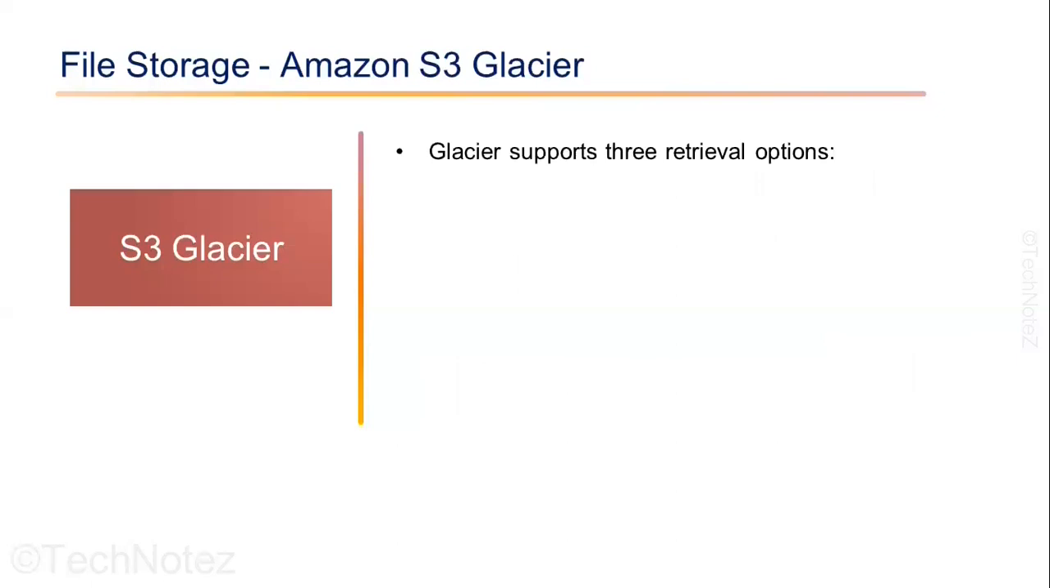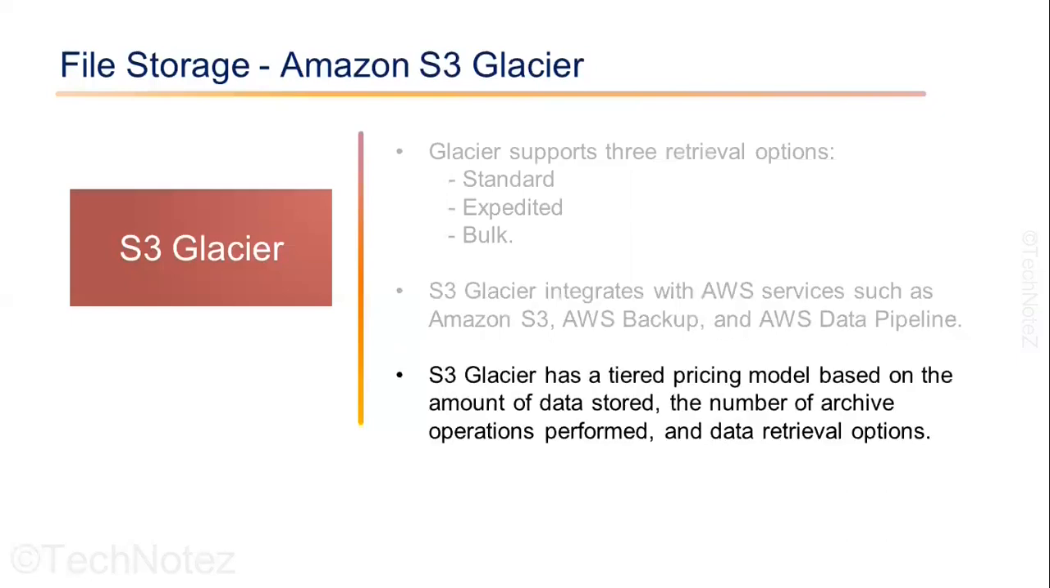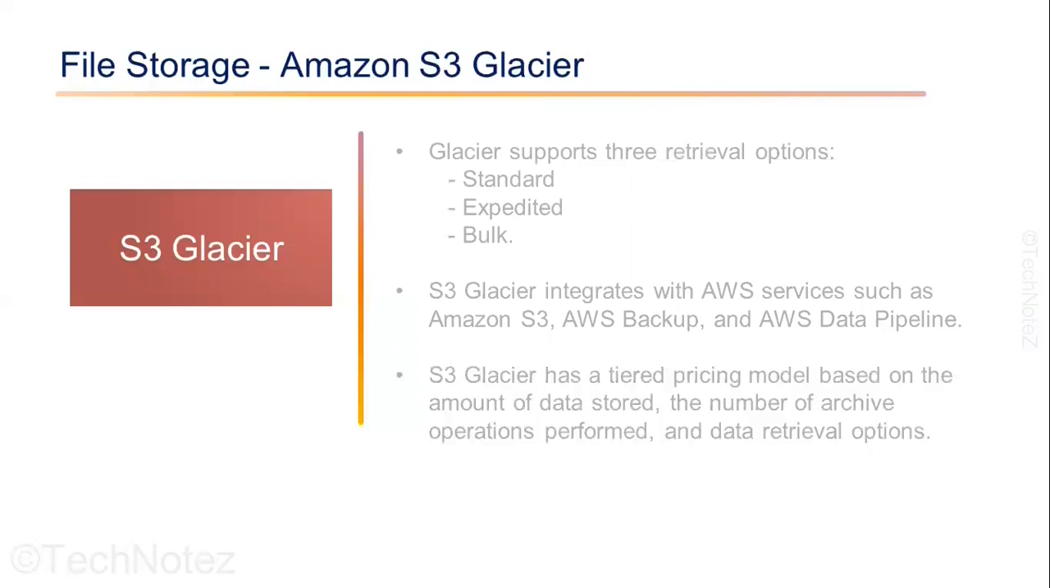S3 Glacier supports three retrieval options: standard, expedited, and bulk. Each option has a different retrieval time and cost. S3 Glacier integrates with AWS services such as S3, AWS Backup, and AWS Data Pipeline, making it easy to store and retrieve the data as part of your cloud-based infrastructure. S3 Glacier provides compliance with several regulatory requirements such as HIPAA and FINRA, as well as data security features such as encryption and access control. S3 Glacier has a tiered pricing model based on the amount of data stored, the number of archive operations performed, and the data retrieval options. This makes it a cost-effective solution for long-term storage of large amounts of data.